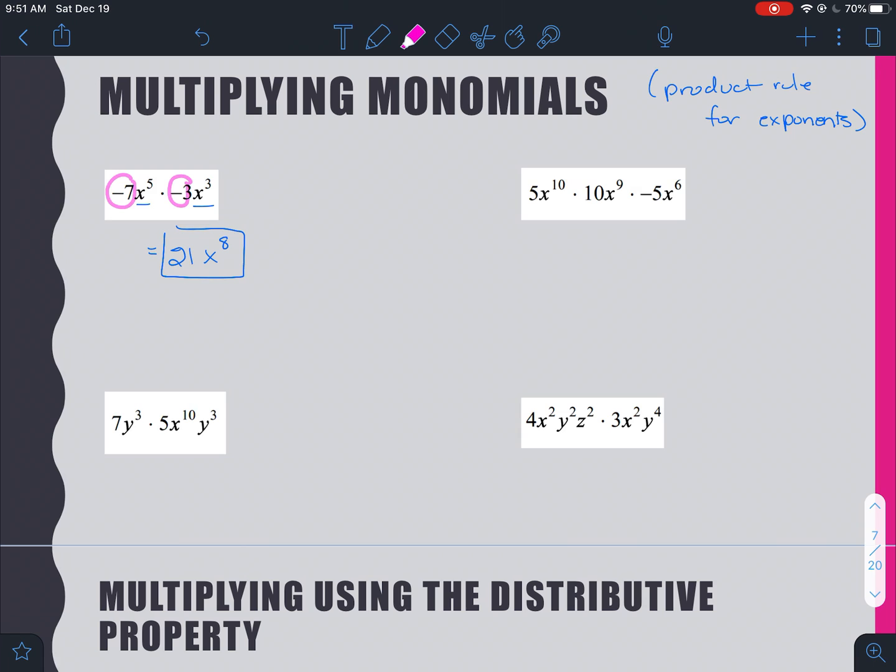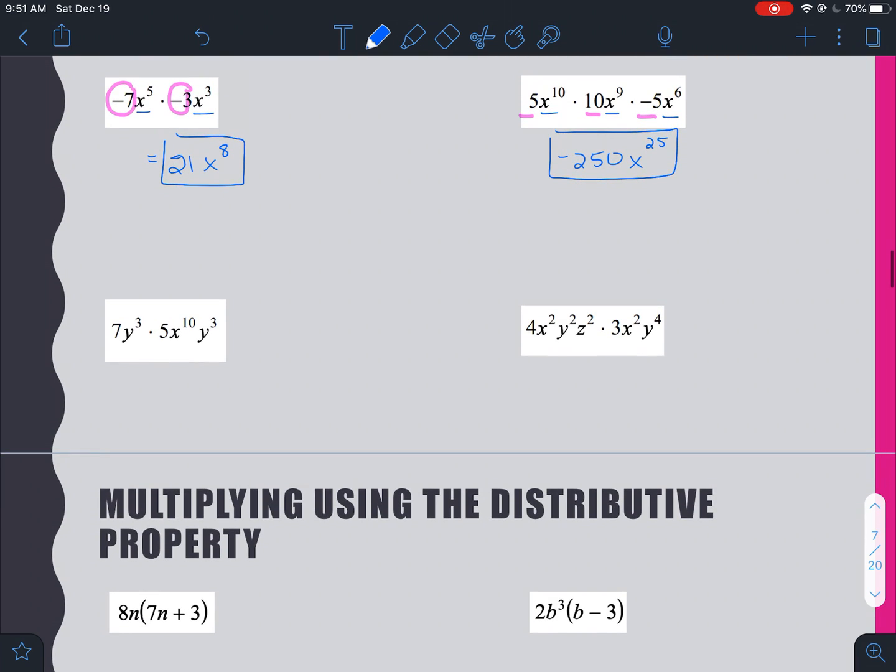Next, 5x to the 10th times 10x to the 9th times -5x to the 6th. Again, we can multiply the coefficients. So 5 times 10 is 50. 50 times -5 would be -250. And then x to the 10th, x to the 9th, x to the 6th. We can add those exponents, and we get x to the 25th. So we get -250x to the 25th.